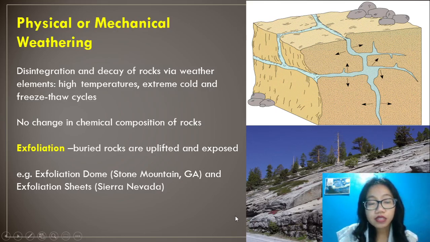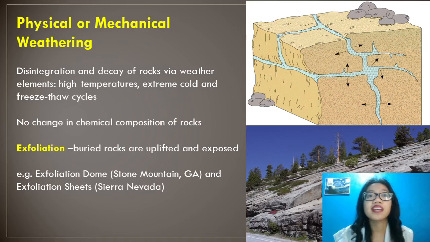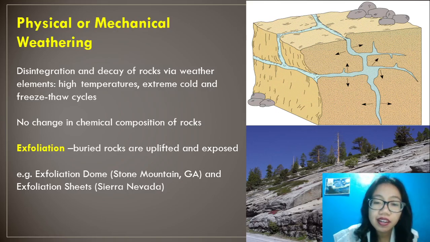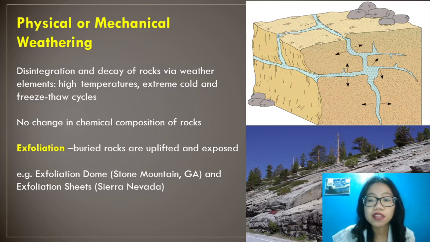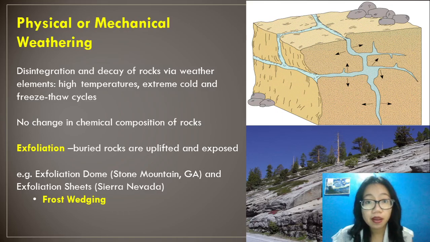So the exfoliation sheets in Sierra Nevada, although the rock itself looks very sturdy, the rock itself contains clay materials. And what happens is water reacts with that clay material. And as you know, when water mixes with clay, it becomes this very soft, mud-like material. So it softens the rock, which eventually causes the breakage of the rock pieces. So that's called exfoliation.